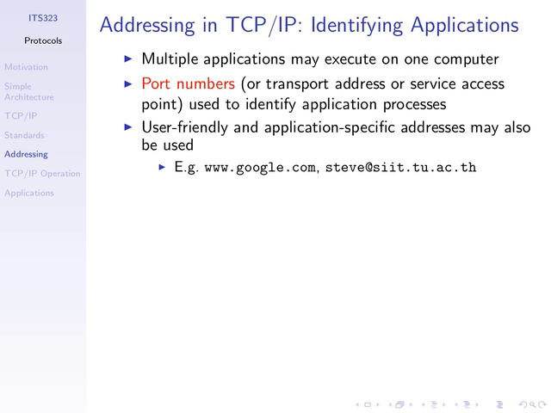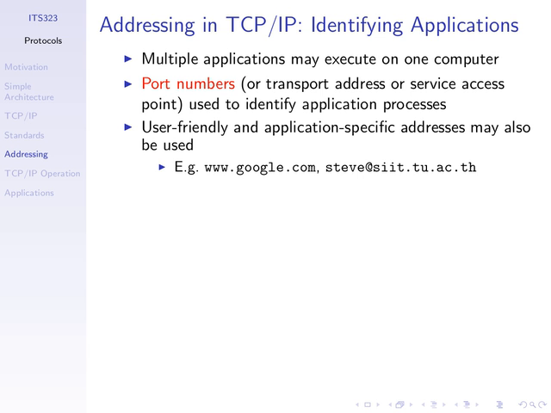But we need something more, because on computers we can have many applications running at the same time. My laptop can have a web browser running, which is communicating with web servers around the world. It can have an email client running, which is communicating with email servers at the same time, and an instant messaging client, and Skype. Four different applications.